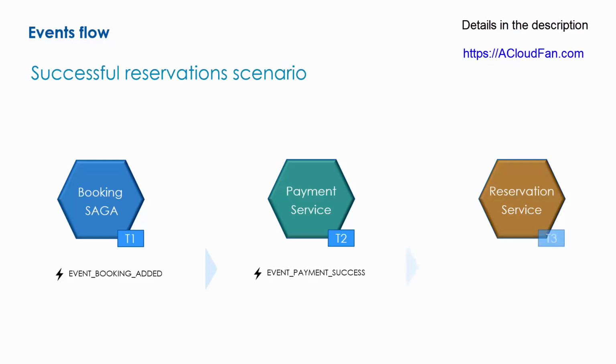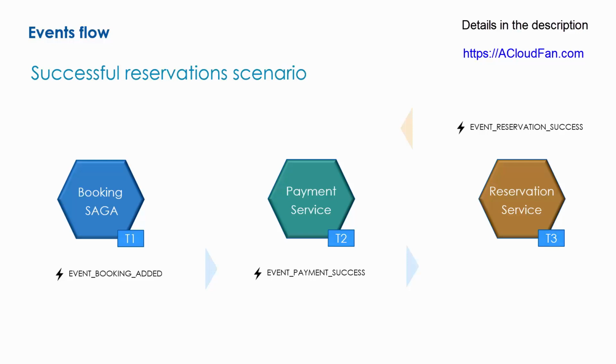The reservation service carries out the processing of the reservations. For example, if the package contains hotel and car rental, it'll carry out the reservation for both the hotel and the car rental. If all of the reservations are successful, it emits the reservation success event, which is received by both the booking SAGA service and the payment service. The booking SAGA service, on receiving the reservation success event, marks the booking as successful.